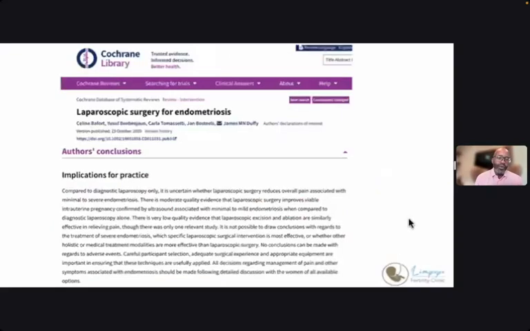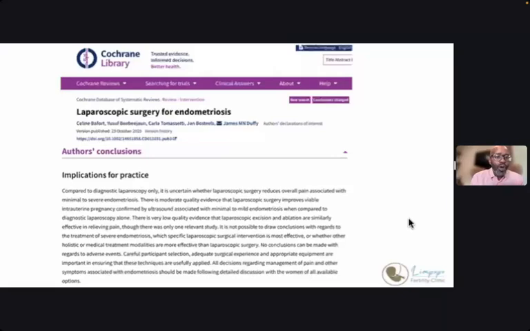So what does Cochrane say about endometriosis and laparoscopy? Before, Cillian did a Cochrane review looking at laparoscopic surgery for endometriosis compared to diagnostic laparoscopy. It was uncertain whether laparoscopic surgery reduces overall pain associated with minimal to severe endometriosis. But there's moderate quality evidence that laparoscopic surgery improves viable intrauterine pregnancy confirmed by ultrasound associated with minimal to mild endometriosis when compared to diagnostic laparoscopy alone.